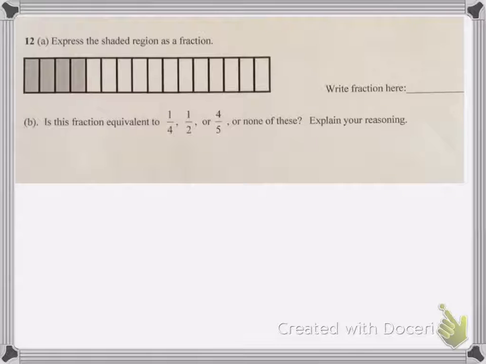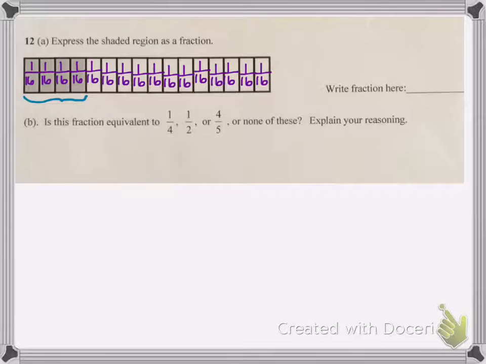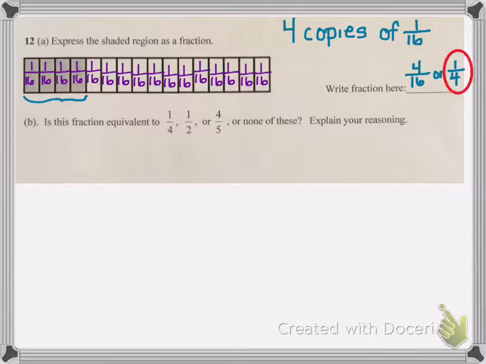The fraction bar is divided into 16 equal parts. This means that each part is equivalent to 1/16. Now, 4 of those parts are shaded. So what we have here is 4 copies of 1/16, which means we have 4/16, or 1/4 if we simplify 4/16.